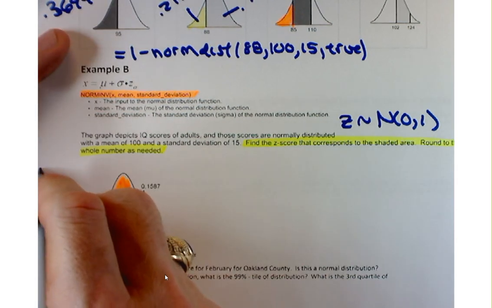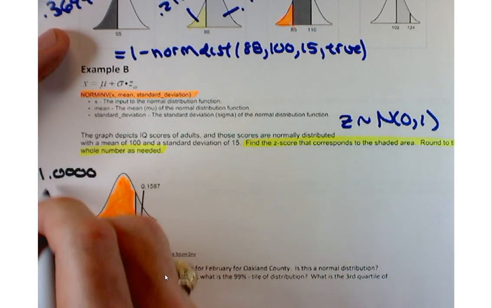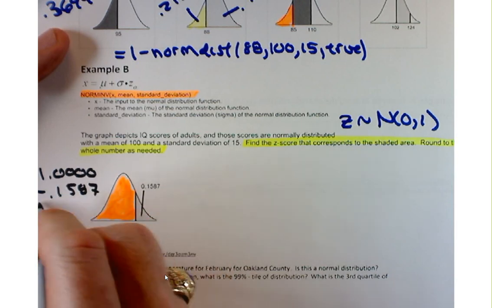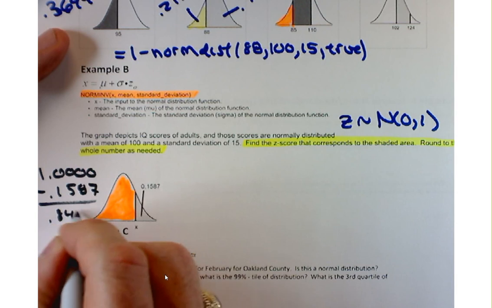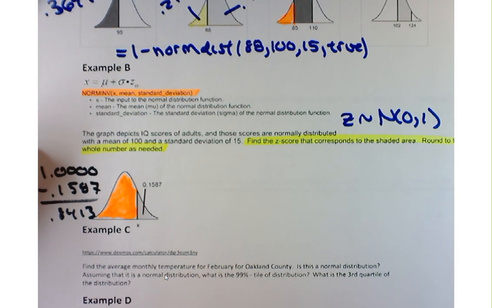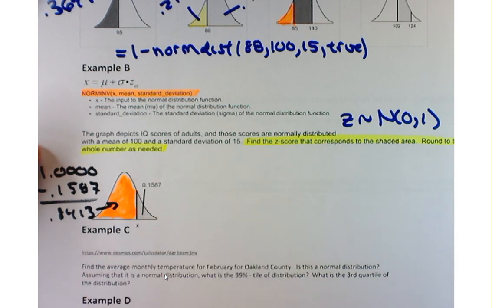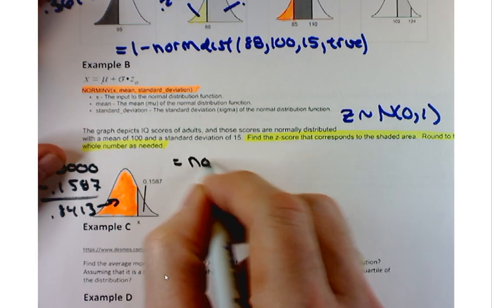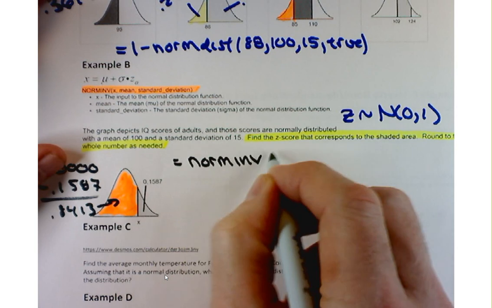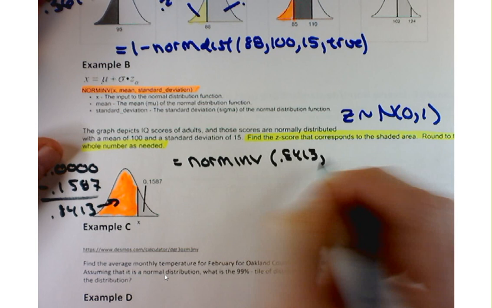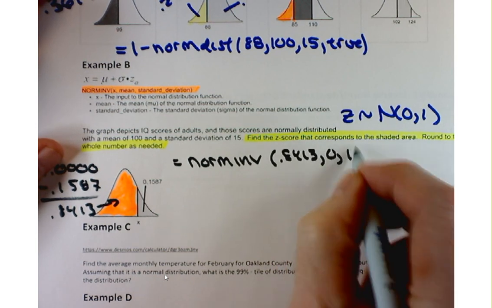So 1 minus 0.1587 sounds to me like 0.8413. So that's how much area is here. And that's what you're going to put in your command for Google Sheets. It's going to be norm inverse of the area as a decimal, 0.8413, then the mean, then the standard deviation.